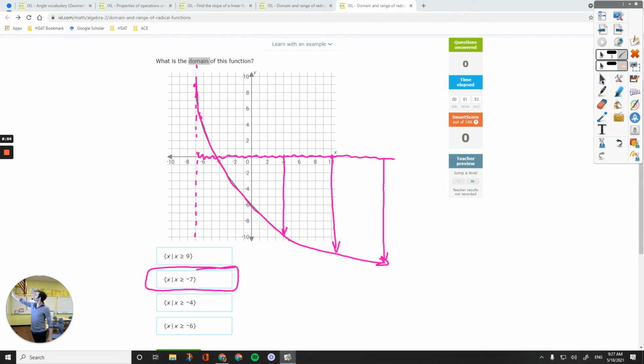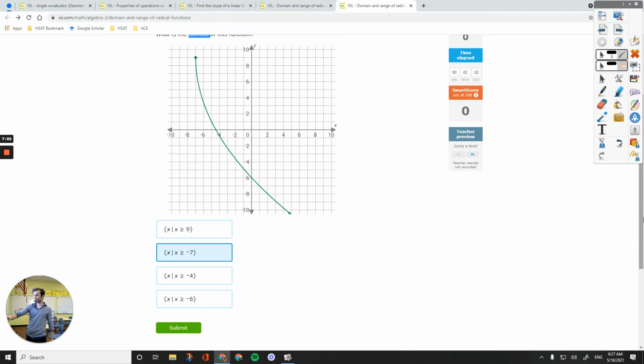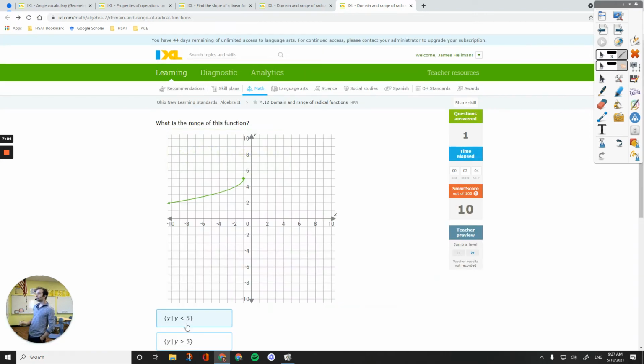So right here, let's clear this up, submit it, and then move on. Range is all about up and down. See what limits your graph from going up, this point is my limitation. Any of these points are not part of the graph. So it can be 5, it could be 4, 3, and then down forever.